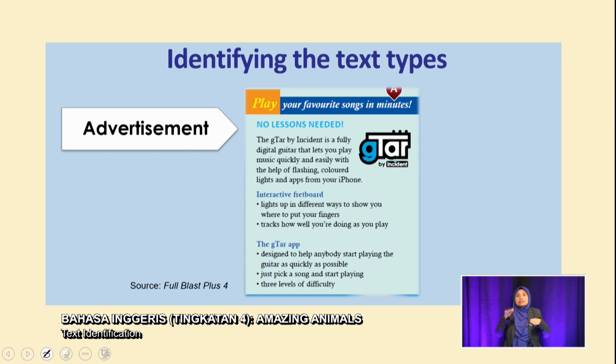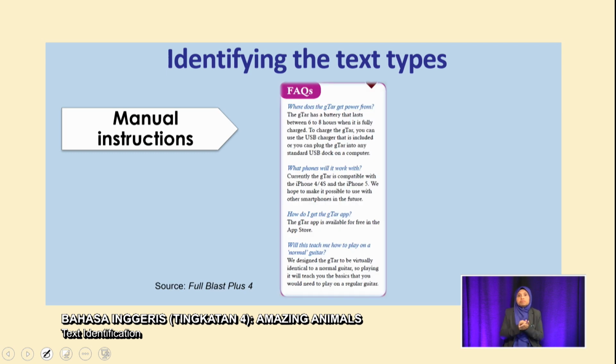Next, for the third sample of text type, we have manual instruction. This is commonly used in our daily life. A manual instruction is used to give instruction to complete a task. It is a detailed explanation of step-by-step procedures. Sometimes they may include diagrams or even questions and answers to help the readers or the users.